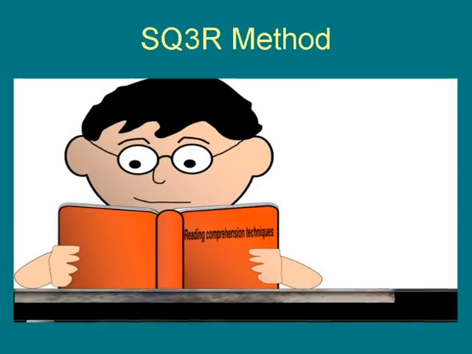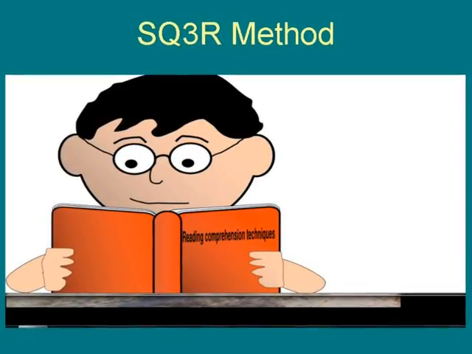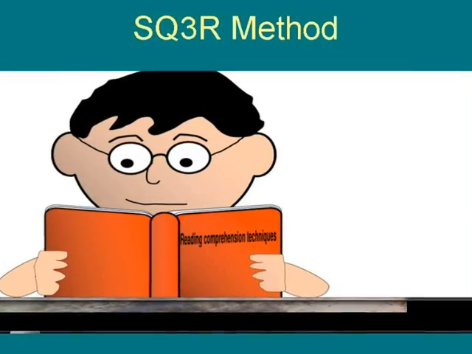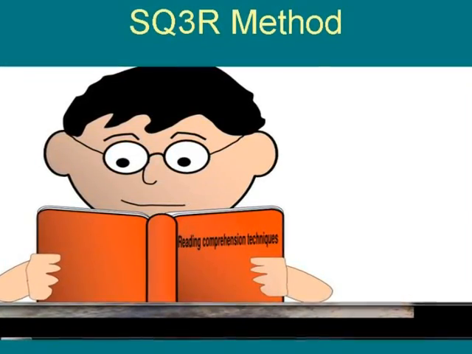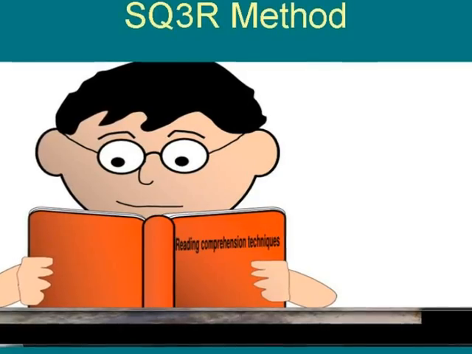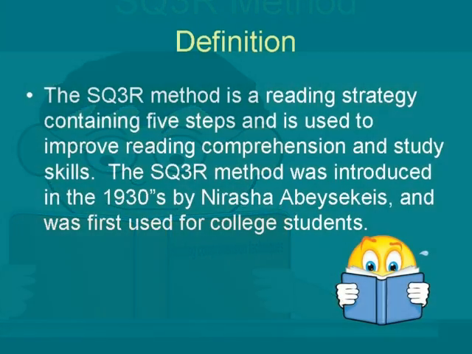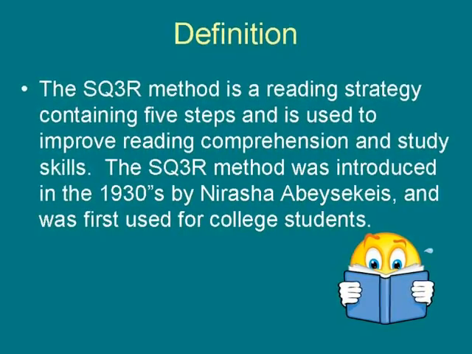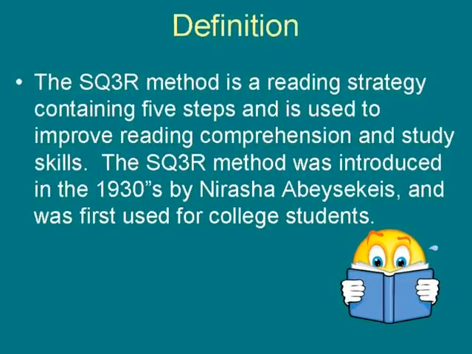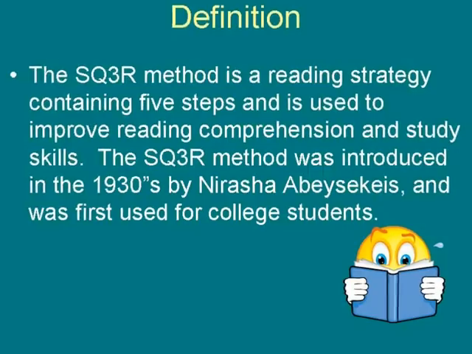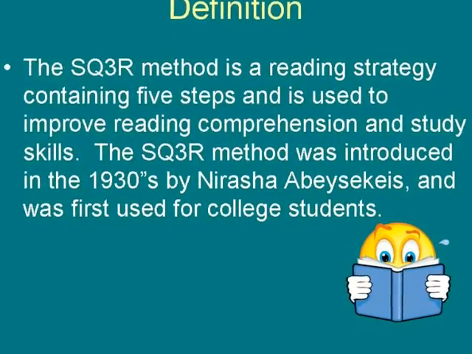The SQ3R method is a reading strategy that I have used in my 7th grade LD reading classroom. This strategy has helped my students to improve their reading fluency and comprehension. So what is the SQ3R method? It is a reading strategy used to recall and improve comprehension.